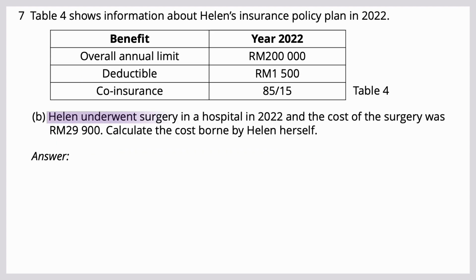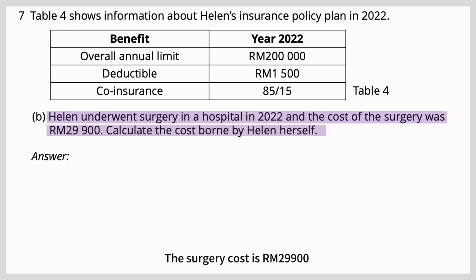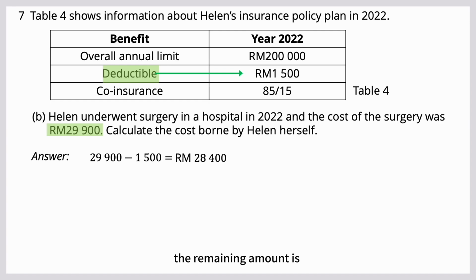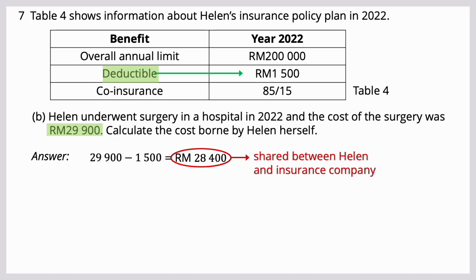B. Helen underwent surgery in a hospital in 2022, and the cost of the surgery was 29,900 ringgit Malaysia. Calculate the cost borne by Helen herself. The surgery cost is 29,900 ringgit Malaysia. Helen must first pay the deductible 1500 ringgit Malaysia. After deductible, 29,900 minus 1500. The remaining amount is 28,400. This part is shared between Helen and the insurance company.